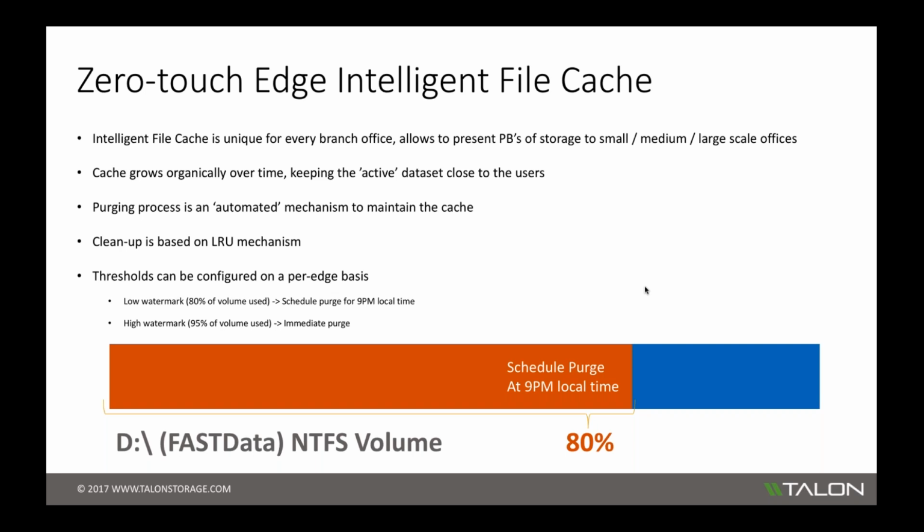Now, the nice thing about this model is, if for whatever reason the cache grows exponentially during the course of a single day, for example a rogue user copying a lot of data to the file share, we will schedule an immediate purge as soon as we hit 95% of the disk being utilized. That allows us to protect and secure the data that is being seeded into the cache, and it allows us to quickly clean up the least recently used data in real time.